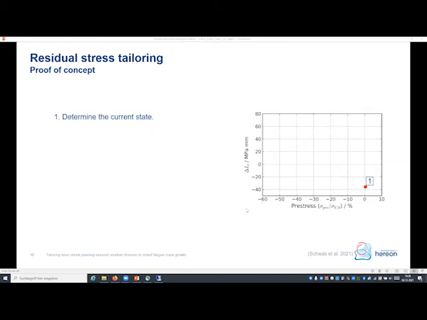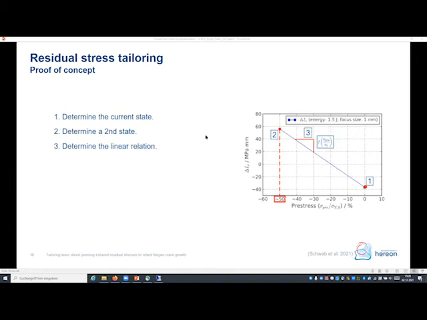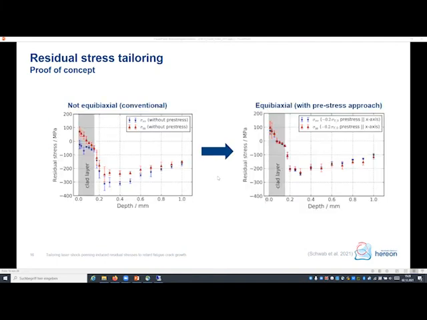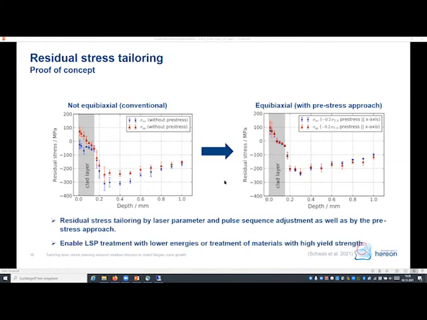Then in the first step, we need to calculate this non-equibiaxiality. Then we need to calculate in an experiment, figure out the second point. Then we can find this linear relation and choose the point where this non-equibiaxiality is 0. Then we can apply this to experiments, and we get this equibiaxial residual stress field. And this showcases how we can apply these pre-stresses to tailor residual stresses. Of course, it's possible to get certain residual stresses with a lower energy of the laser system, or we can treat materials with a higher yield stress more efficiently by pre-stressing the specimen.